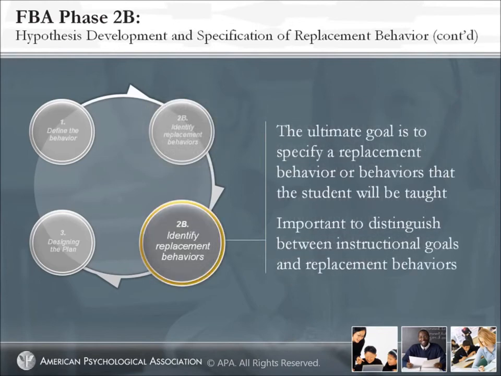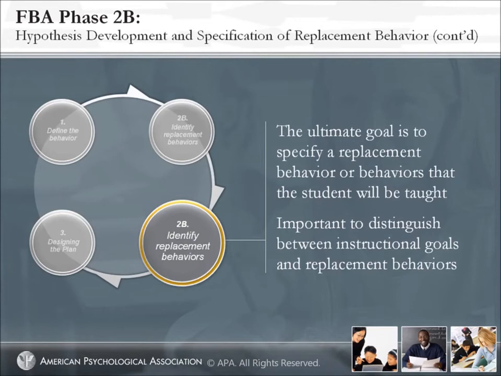The ultimate goal of this phase is to specify a replacement behavior or behaviors that the student will be taught. In order to be an effective replacement behavior, the behavior should address the setting events, function, or skill identified in data collection. In this phase, it is important to distinguish between instructional goals and replacement behaviors.